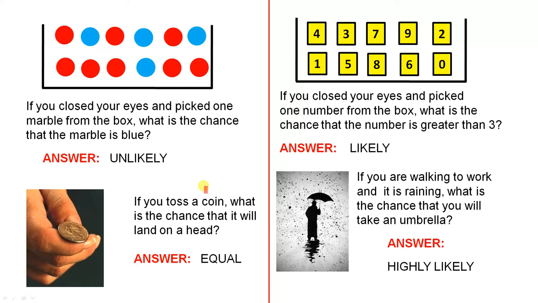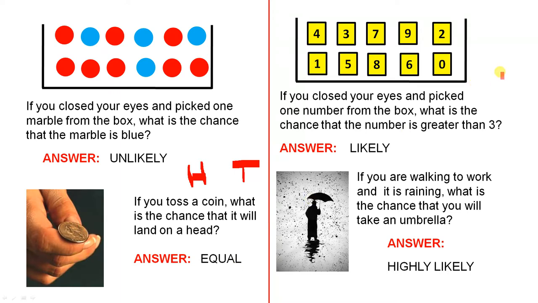If you toss a coin, what is the chance that it will land on a head? Now, we saw this in the previous videos. The only choices you've got when you toss a coin, just a basic coin, are head or tail. So the answer is equal, because there's one head and one tail. So the chance of tossing a head is equal. It's the same chance as tossing a tail.